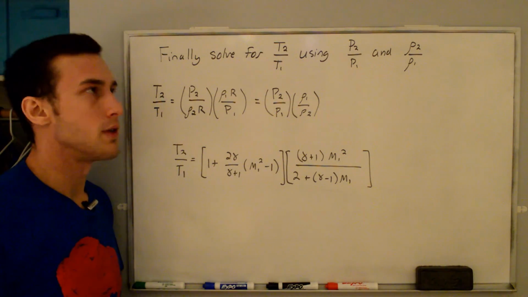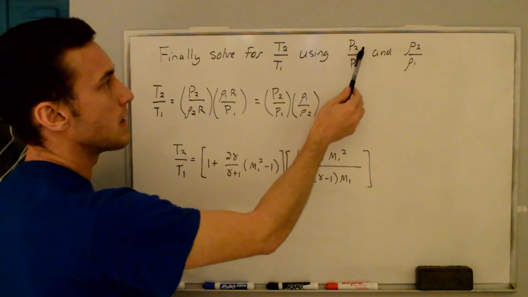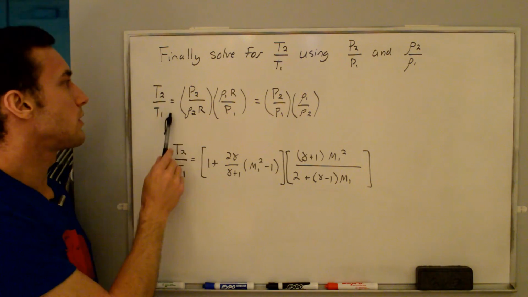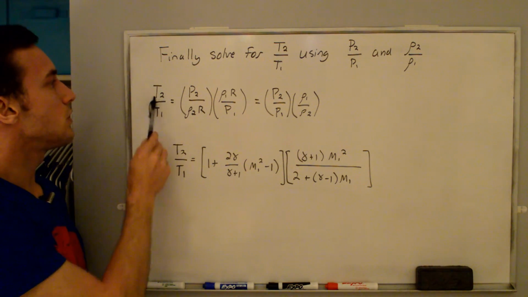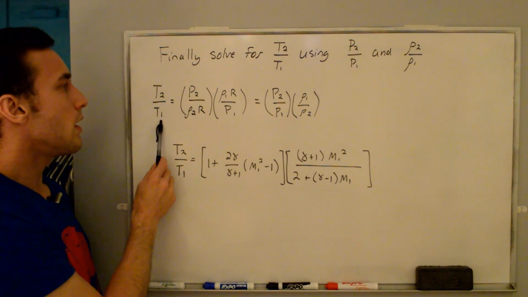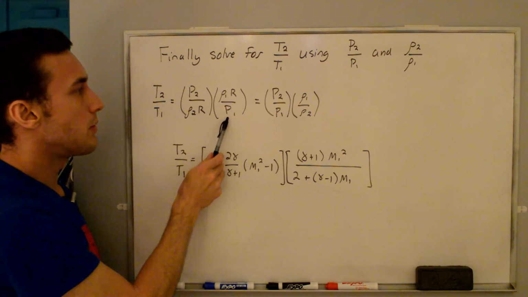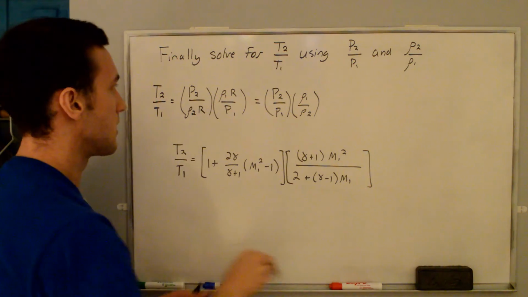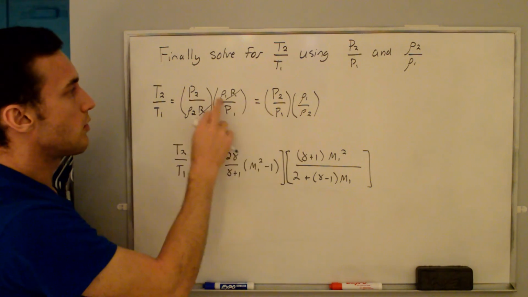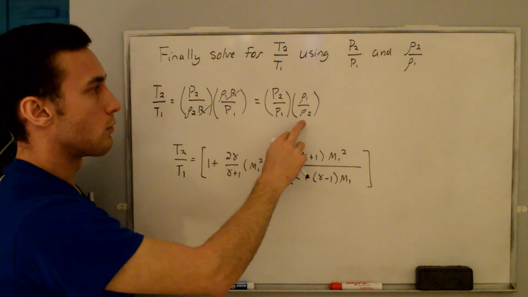Finally, we're going to solve for the temperature ratio T2 over T1 using the ideal gas law and P2 over P1 and rho 2 over rho 1 that we solved for before. So we have T2 over T1. I'm going to plug in for T2 from the ideal gas law, that is equal to P2 over rho 2 R, and T1, since it's in the denominator, I'm just flipping these, so I have rho 1 R over P1, and the R's will cancel out because they are the same, and we are left with P2 over P1, that's this term, rho 1 over rho 2, that's this term. Note that it's the opposite, flipped, of rho 2 over rho 1.